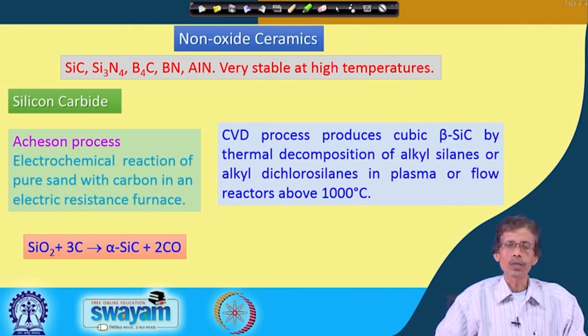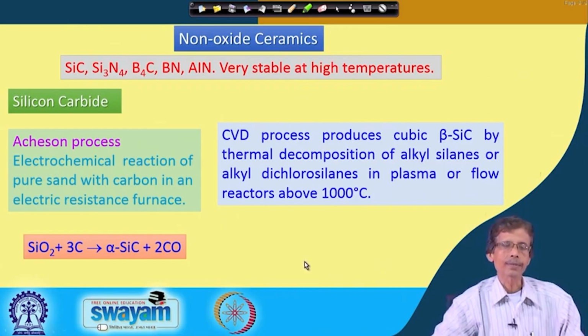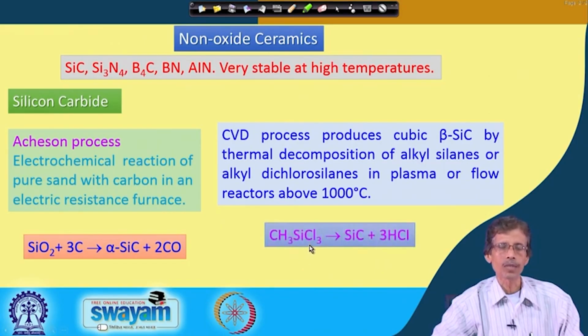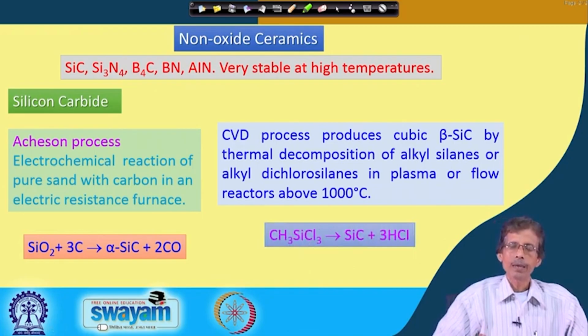So, we can use two types of reactors, either a plasma reactor or a flow reactor, to get a temperature which is not very high, not 2000 or 3000, it is only 1000 degrees centigrade. So, a temperature in the range of 1000 degrees centigrade is suitable for chemical vapor deposition of the beta form of silicon carbide from, say, methylsilane. So, monomethylsilane is CH3SiCl3. So, the monomethylsilane is in your hand and you basically heat it at 1000 degrees centigrade in a particular variety of those reactors.